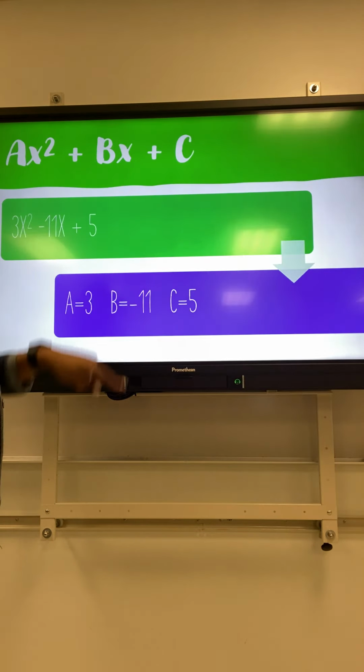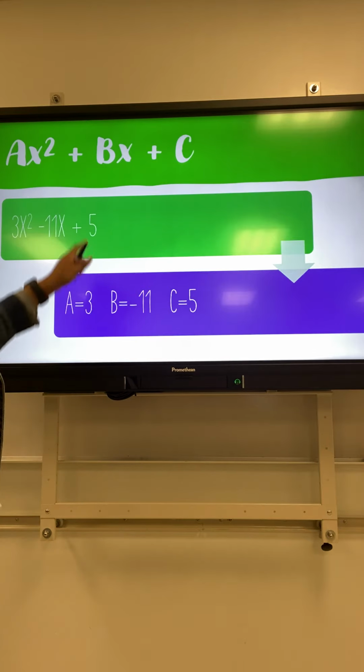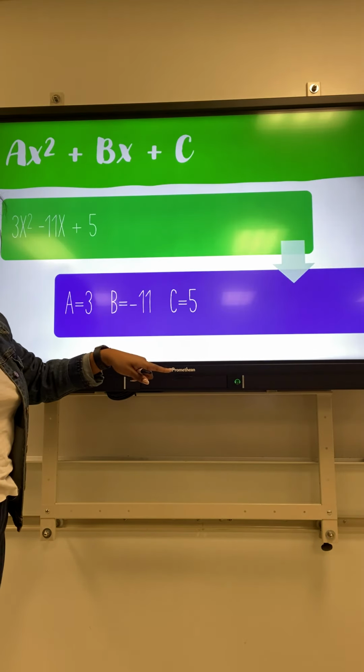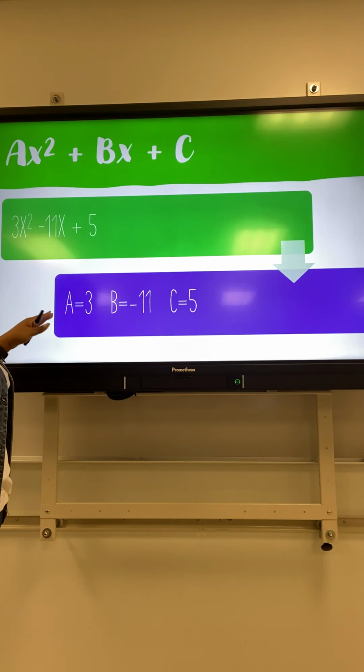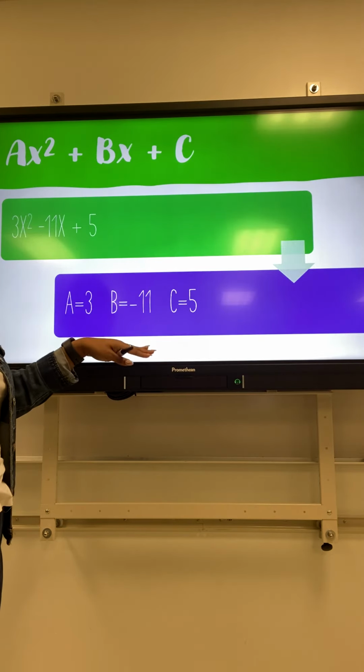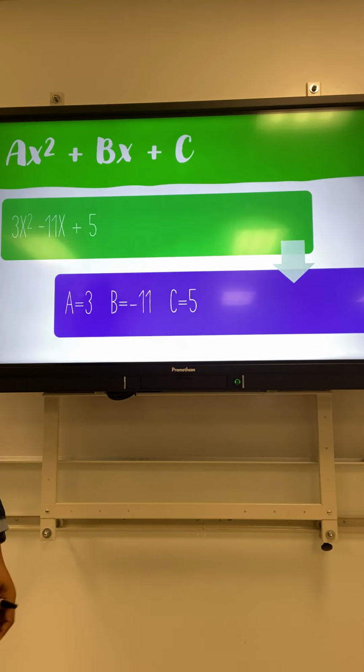And then C is the constant. It is the number that is by itself. And so here the constant will be 5. So today when we are setting up our factors and sums, we're first going to have to identify A, B, and C in order for us to factor. Let's take a look at what that looks like.